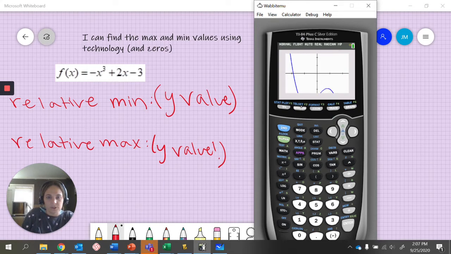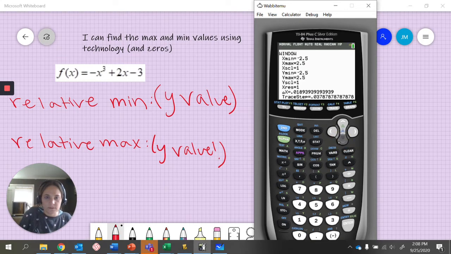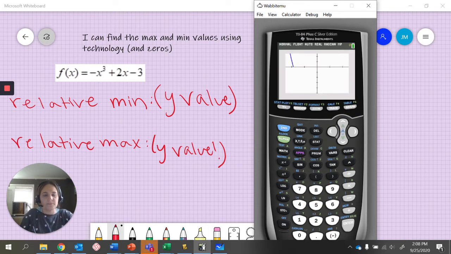Okay, so I'm going to change my window and make my y values a little bit lower. So we're going to go down, down. I think the calculator is a touch screen, but it's not. So down another one, clear that. Let's make it negative 5. Okay, let's see if we see our min and max better now. Alright, perfect. So here's our relative min, here's our relative max, and we are going to find them all.